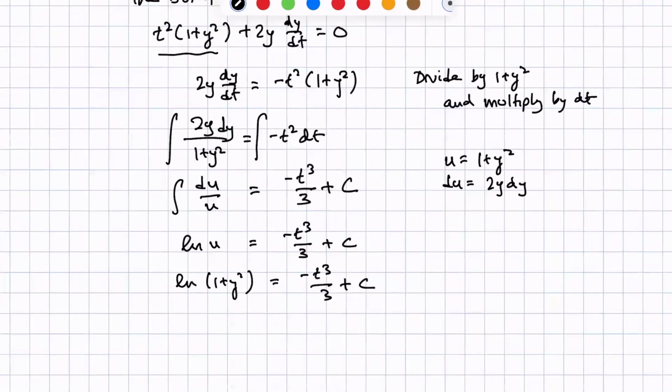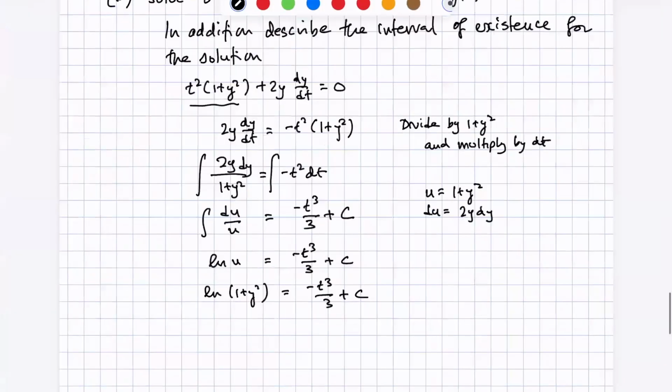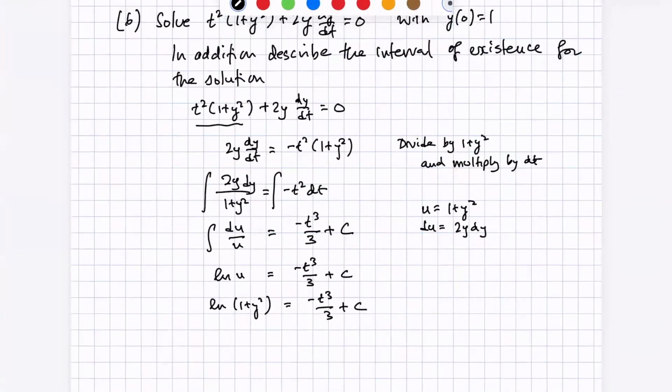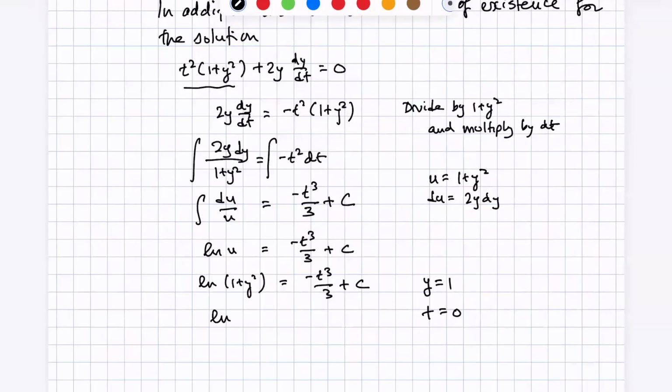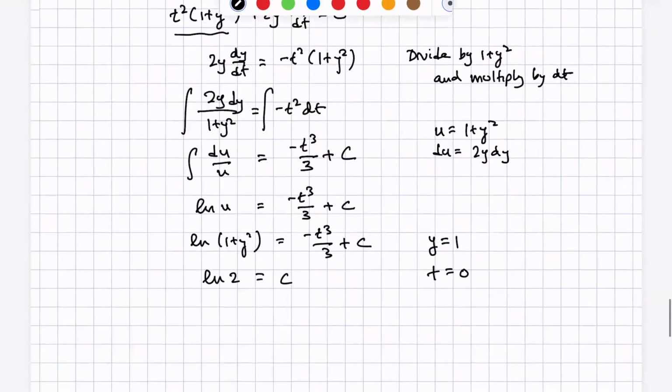Now at this point, I can plug in for y and t and try to figure out what c is. So the initial condition says that y equals 1 when t is equal to 0. So I have a log of 1 plus 1, which is 2, is equal to c, because this t cubed over 3 is 0. So c is log 2. So we can go back to here. Log of 1 plus y squared is equal to negative t cubed over 3 plus log 2.